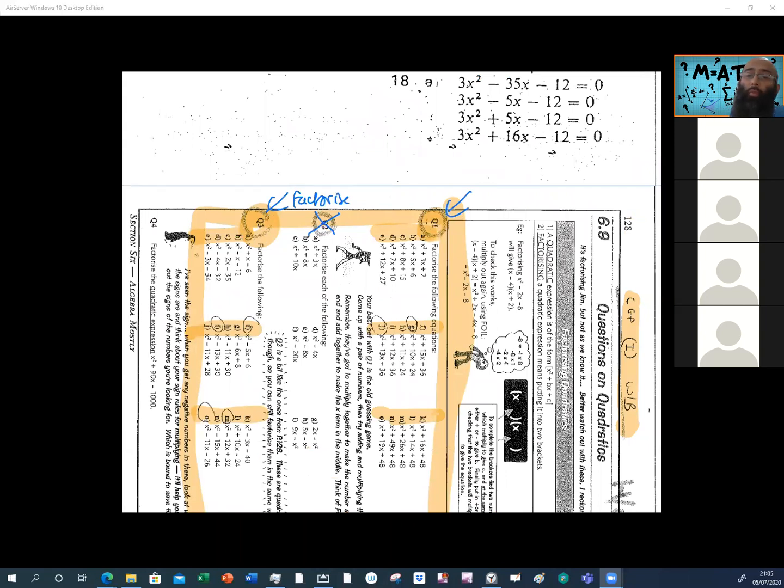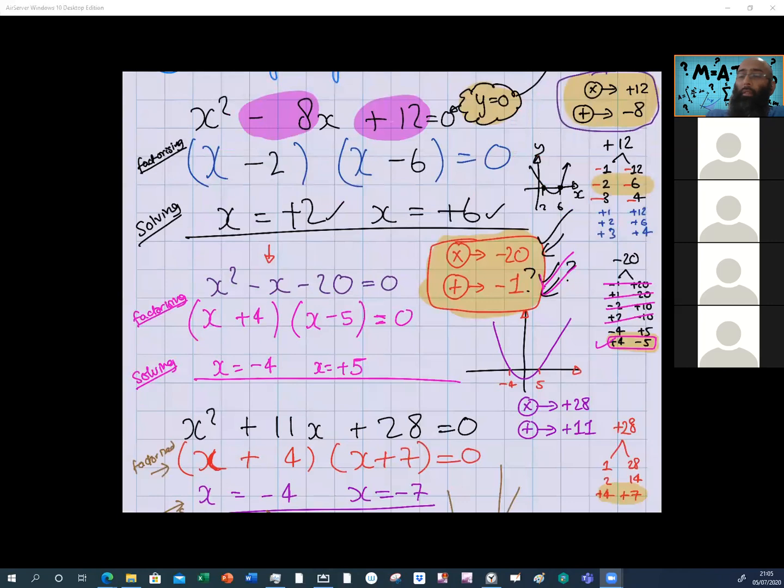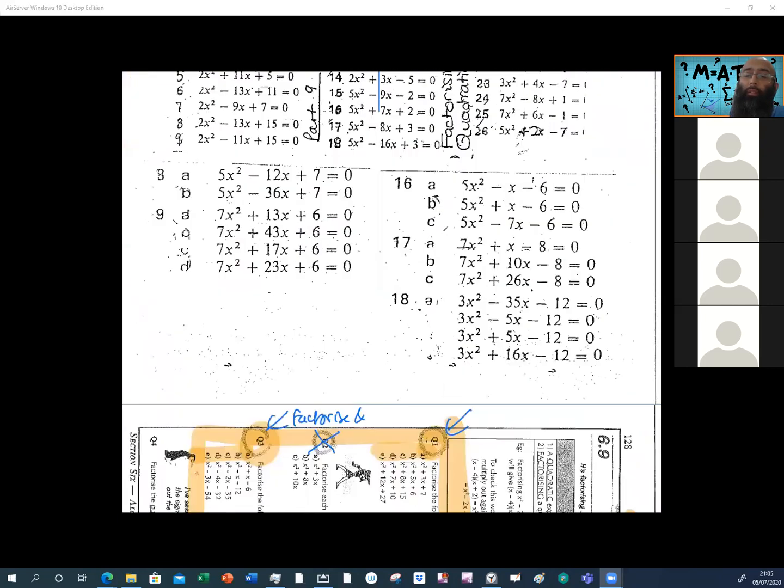You won't necessarily have the answers. Whoops, this thing is flying around. The iPad is having good fun today by itself.